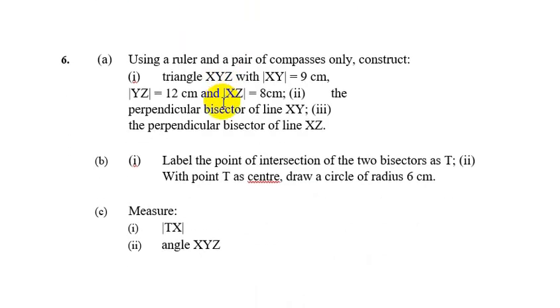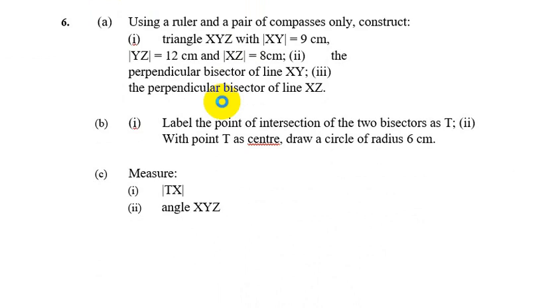Question 6, I always say one of my favorites. So I'll just show how the diagram will look like, and I'll urge you to do it because I don't have the compass and everything on the machine to use. So let's get straight into it. Using a ruler and a pair of compass only, construct triangle XYZ. We are constructing the triangle with XY 9 centimeters. So Y here, X here, so 9 centimeters.